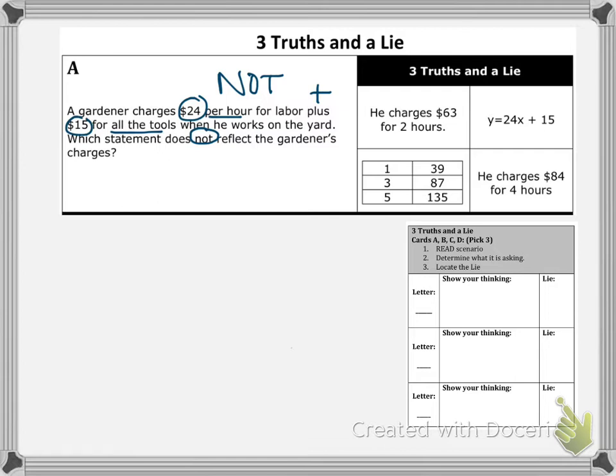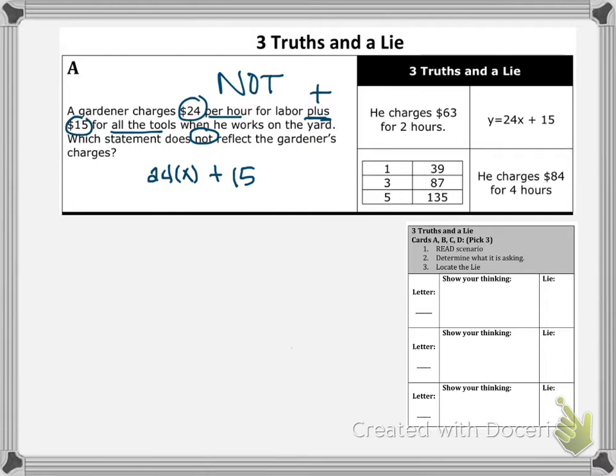Okay, so he charges $24 per hour. So what if he worked 5 hours? What operation would that be? If he worked $24 per hour, but he worked 5 hours, that would be multiplication, right? We don't know how many hours he works at each job, so we would be taking 24 and multiplying it times x. And then it says the word plus, so plus $15. Now we're going to see which one does not work.